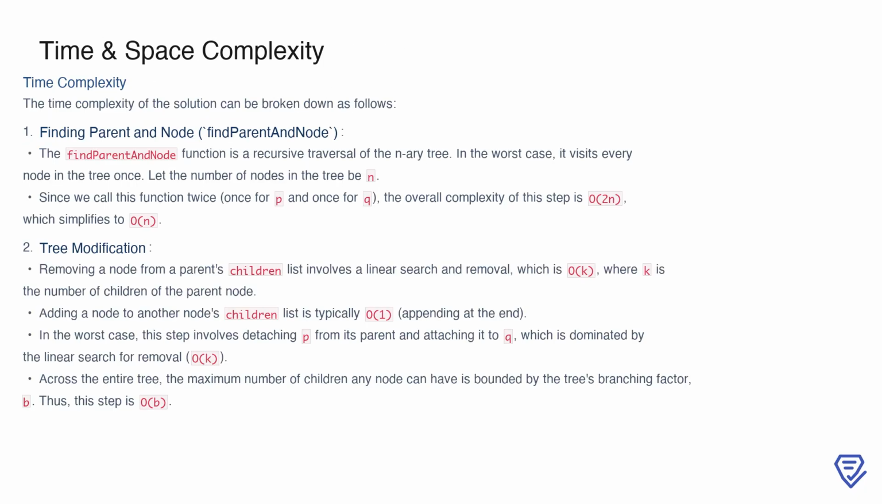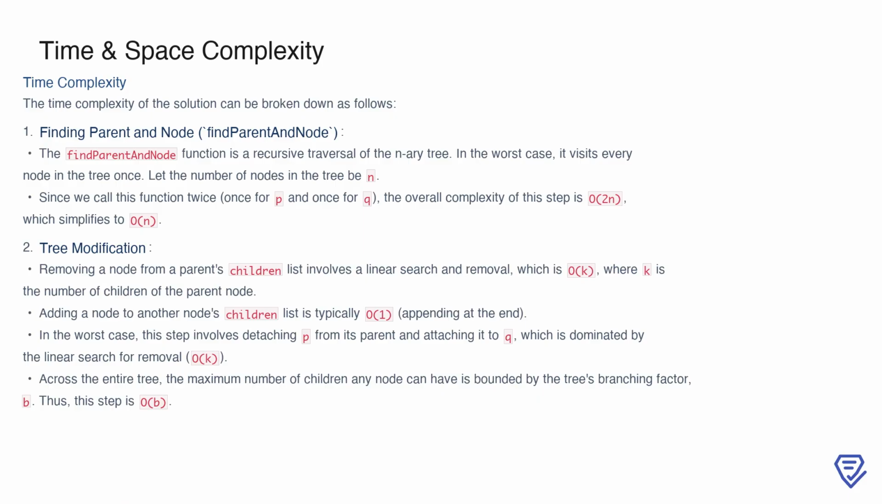To analyze the time complexity of our solution, let's break it into two key parts. First, the find parent and node function performs a recursive traversal of the N-Ary tree. In the worst-case scenario, it visits every node in the tree, which means its complexity is proportional to the number of nodes, n. Since we call this function twice, once for p and once for q, the combined overhead is O(2n), which simplifies to O(n).